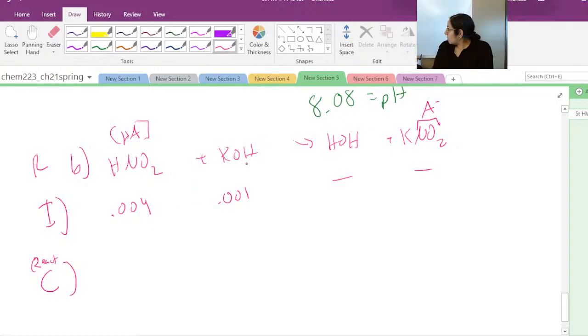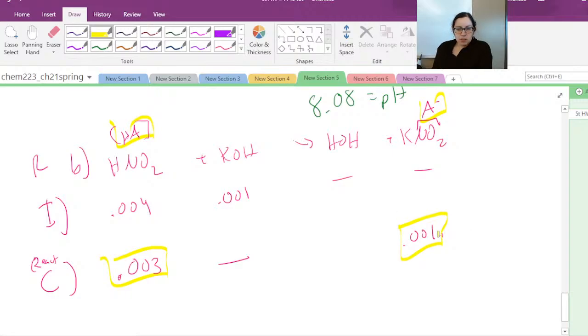And so again, just looking at what's going to happen, obviously our KOH is going to be consumed, leaving us with 0.003 moles of our nitrous acid. And then of course we'll also make 0.001 moles of our conjugate base species. And so now again we're kind of hinting at Henderson-Hasselbalch, because we have our HA concentration and then our base concentration.